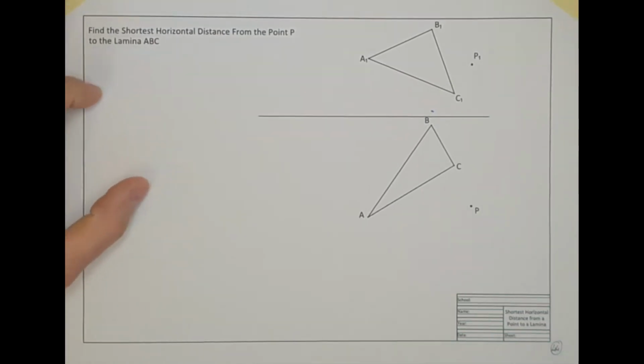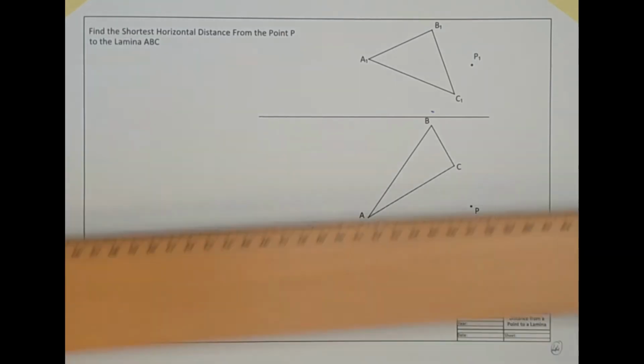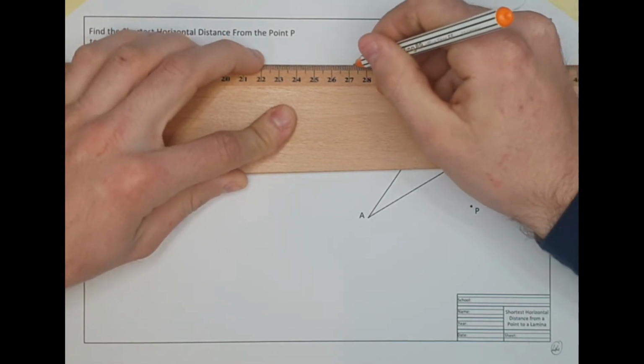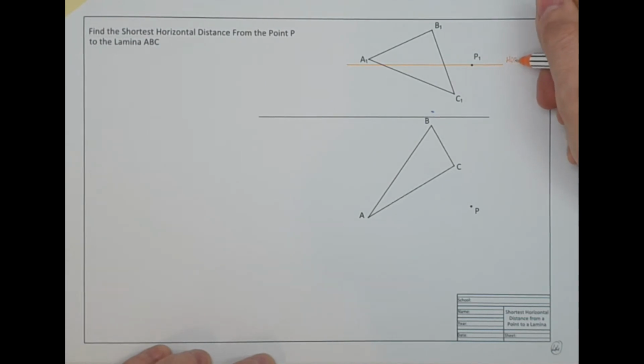Now this one, find the shortest horizontal distance. This one is a valid question. Find the shortest horizontal distance from the point P to the lamina ABC, because there is an unlimited number of horizontal distances from P to ABC. So we want the shortest horizontal distance from the point P to the lamina ABC. It's actually quite an easy question, I think. What I'm going to do is work with just the portion of the question that I wanted to work with. I'm going to work with that only. That is a horizontal section.